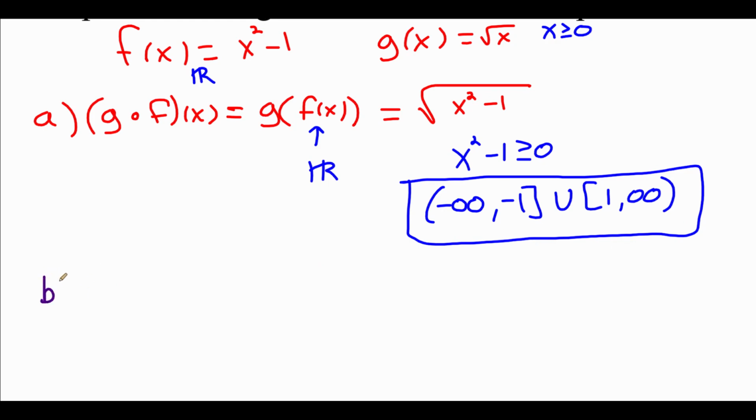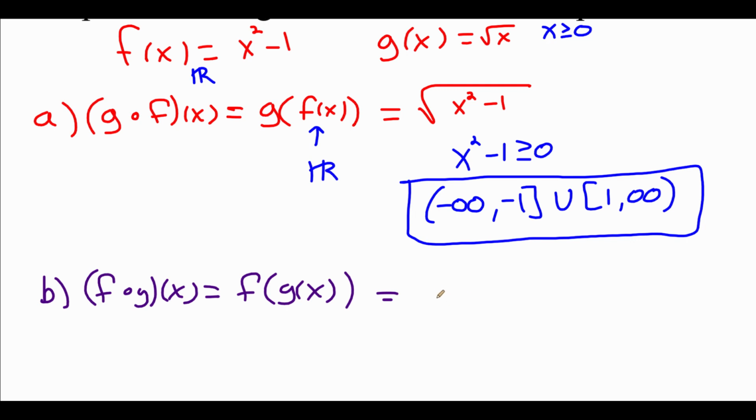Now if we do the composition in the other direction, so if we do f composed with g of x, this is saying that we're going to start with our f function, but then plug in our g of x function. So my f function is the x squared minus 1, but I need to get rid of that x and replace it with what the g function is equal to, so that's the square root of x. So we get the square root of x squared minus 1. And we can actually simplify this down a little bit because the squared and the square root are going to cancel each other out. So we just get x minus 1.